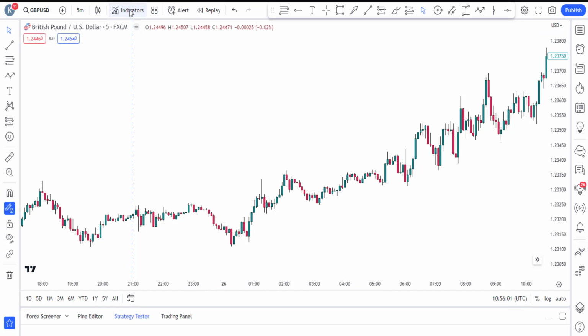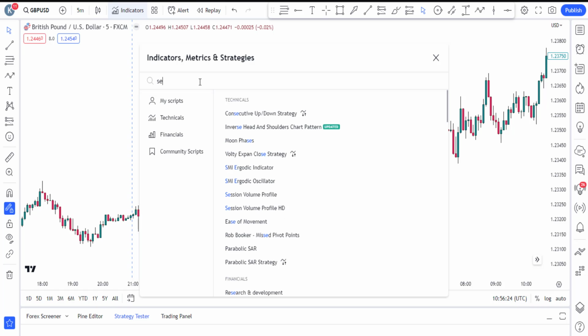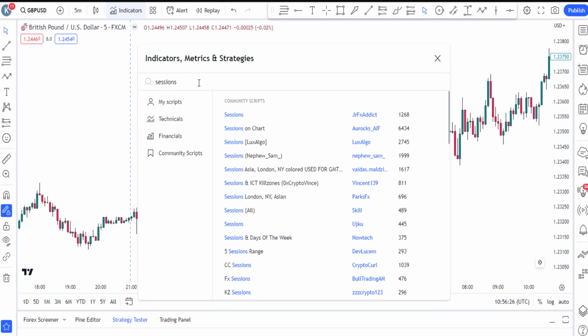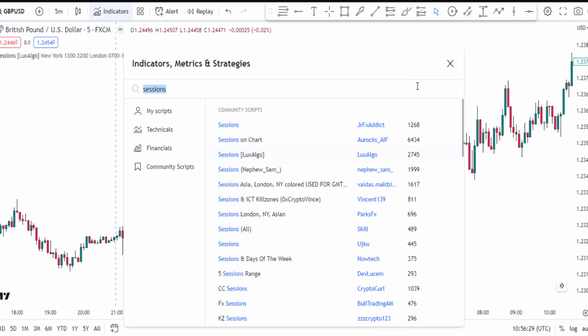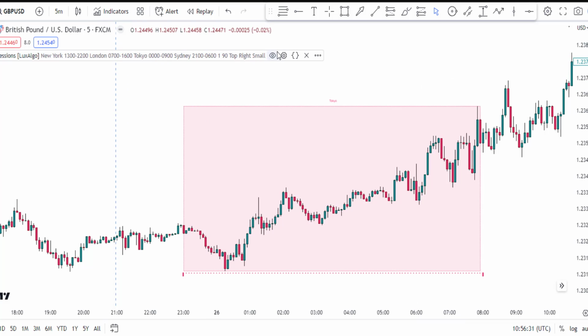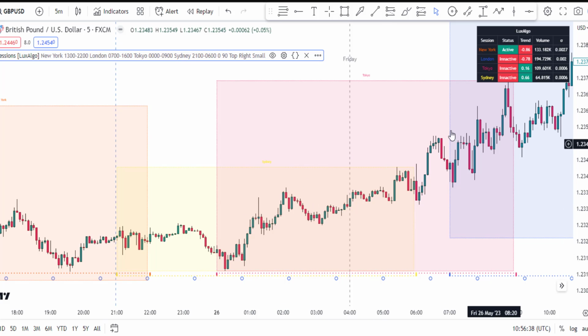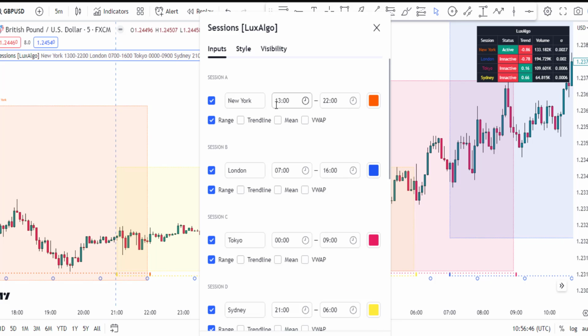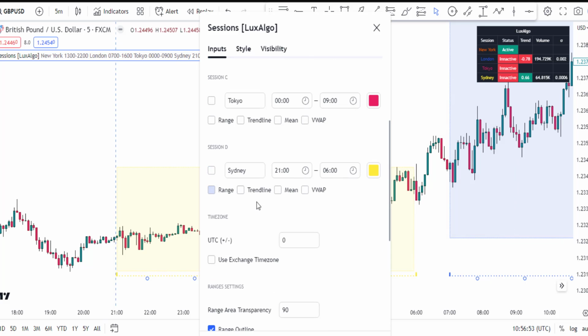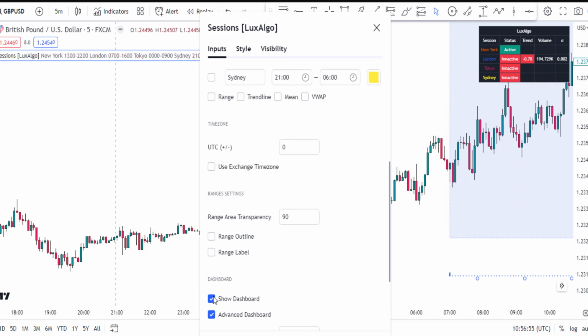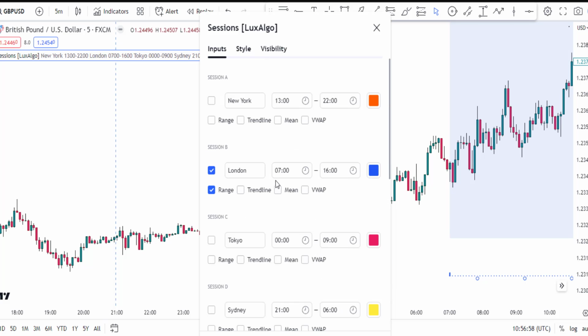Now come to where you see indicators, click on it and search for this indicator called Sessions by LuxAlgo. This one, click on it and then it will appear on your chart. Basically this is the previous settings I've done, but let me go to the default. You're supposed to see this indicator as this is how it's supposed to be. Now you're going to change the settings and get the exact time for you. Take out all of this, leave only London. Tokyo, take it out, and then take out this Sydney, take out everything. You want to leave this very empty.